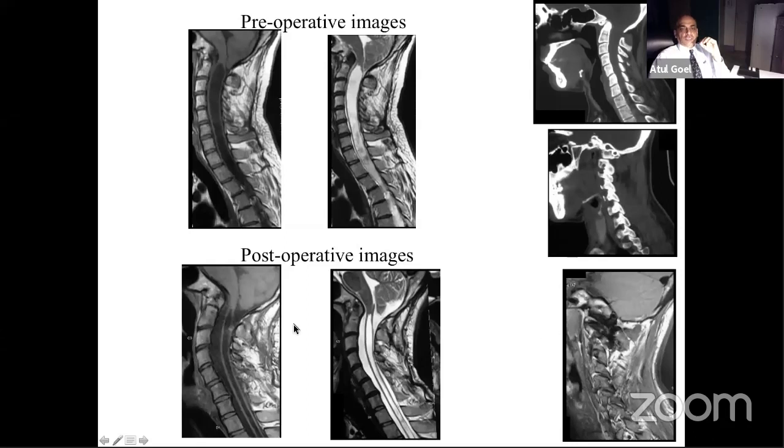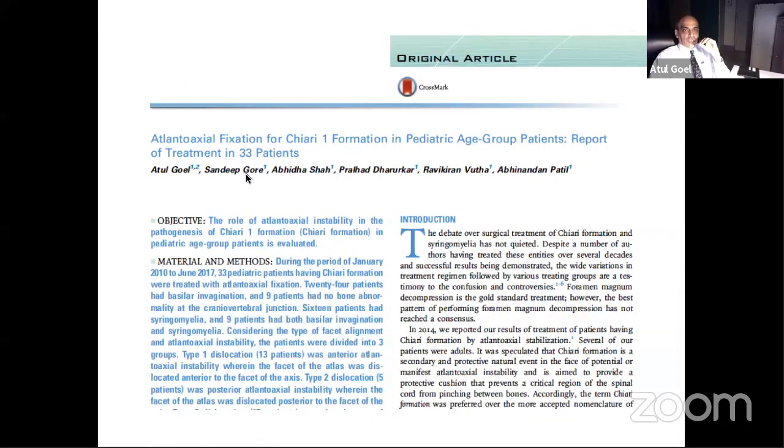This is Chiari malformation, syringomyelia, no decompression, only fixation, and the syringomyelia reduces, and the tonsil goes up, and this is the form of treatment which is an absolutely new philosophy in the treatment of Chiari malformation. Even in children, when there is Chiari malformation, I don't like to call it malformation, I like to call it formation. Atlantoaxial fixation is the treatment.